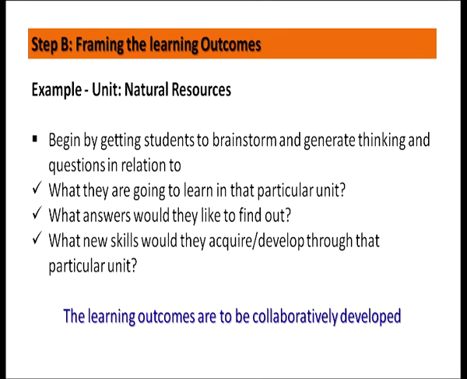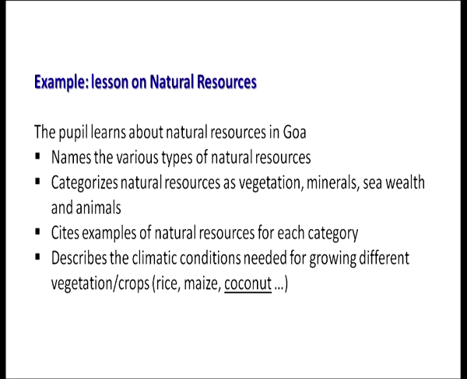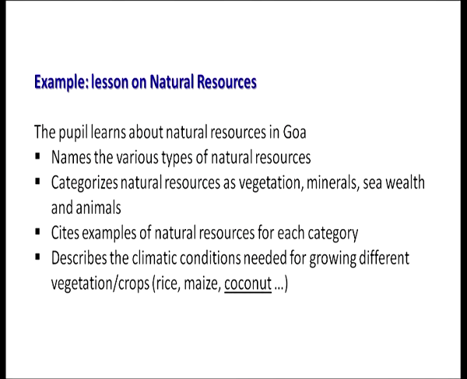And so the teacher and the students together, collaboratively, would write the learning outcomes. The teacher would not alone write the learning outcomes, but in collaboration with the learners. So, an example on natural resources. These are some of the learning outcomes that I have listed. The pupil learns about natural resources in Goa. Names the various types of natural resources. Categorizes natural resources as vegetation, minerals, sea wealth, and animals.